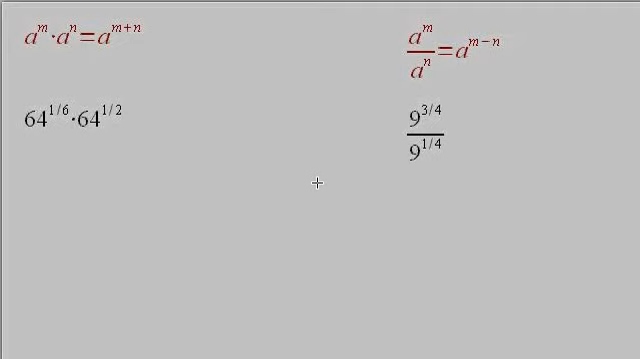Alright, let's look at the second video on rational exponents. So let's look at some properties. Here we have a to the m times a to the n equals a to the m plus n. So if we're multiplying and we have like bases, we add the exponents.